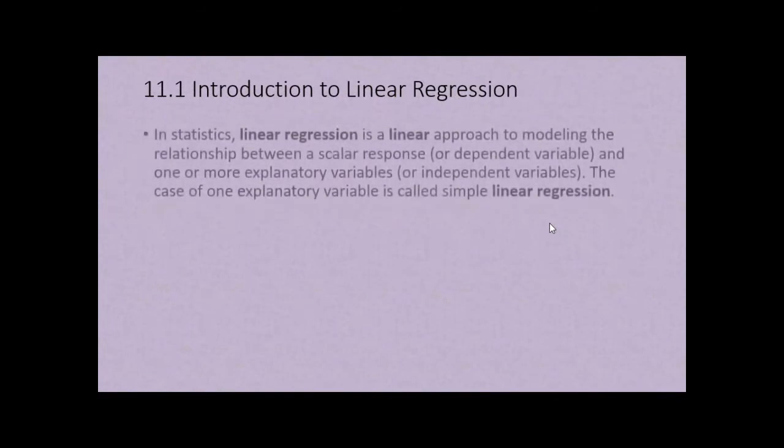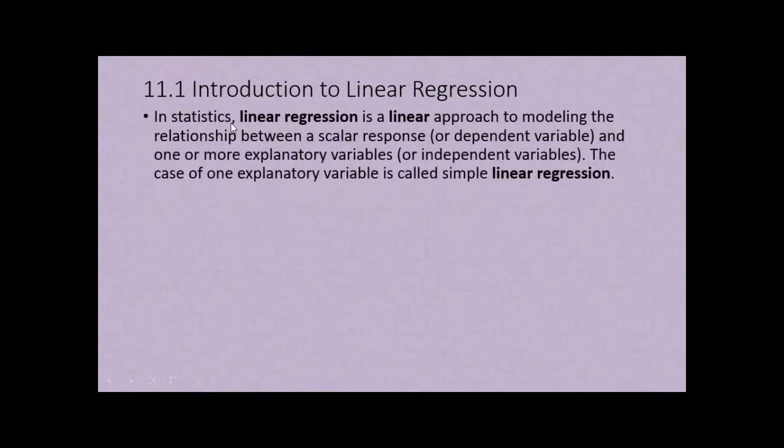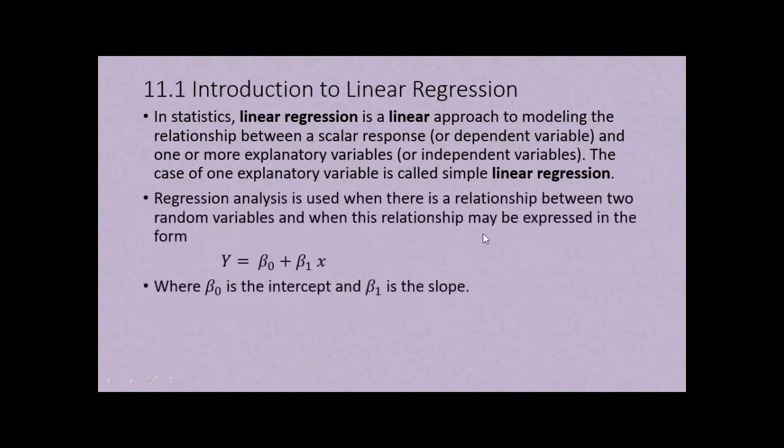Introduction to linear regression. In statistics, linear regression is a linear approach to modeling the relationship between a scalar response and one or more explanatory variables. The case of one explanatory variable is called a simple linear regression. Regression analysis is used when there is a relationship between two random variables, and when this relationship may be expressed in the form y is equal to beta 0 plus beta 1x.